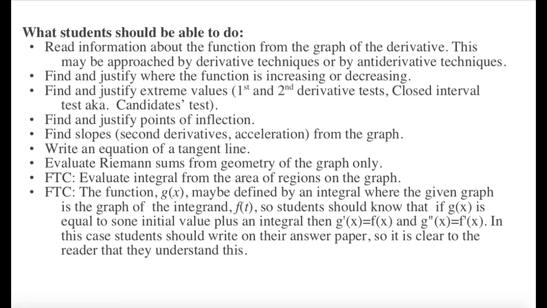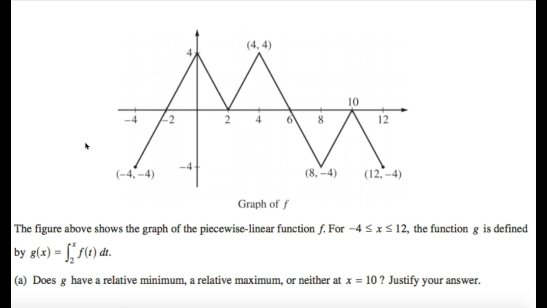All right, so let's go ahead and jump into this first example. So here we're given a graph of f and it's defined between -4 and 12. And we're saying that g is the integral of f from 2 to x. So part A just asks, does g, the original function, have a relative minimum, a relative maximum, or neither at x equals 10? Okay, so to figure out mins, maxes, or neither, right, we're just kind of thinking about a sign chart. Right? So if I make a sign chart here of f, okay, and this is the same thing as g prime, the derivative of g is equal to f.